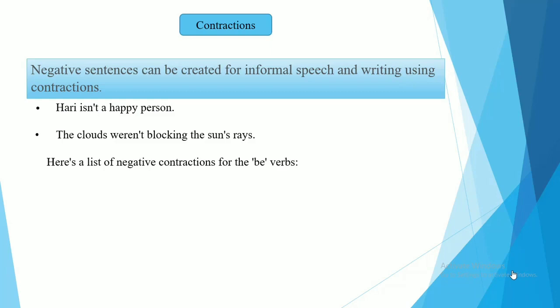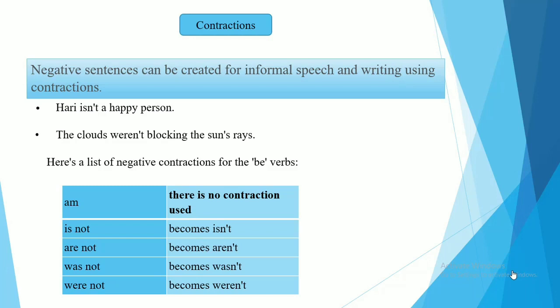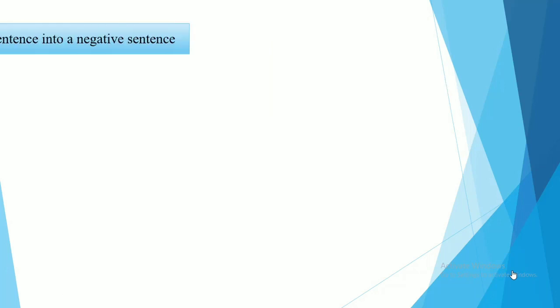Now let's see a list of negative contractions for the be verbs. Here are the be words that we know: am, is, are, was, were. Now let's see am. There is no contraction used in the sentences. Is not becomes isn't, are not becomes aren't, was not becomes wasn't, were not becomes weren't.